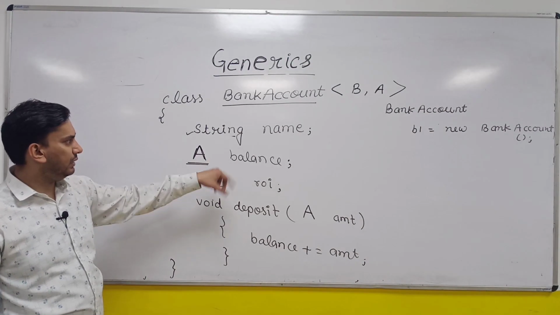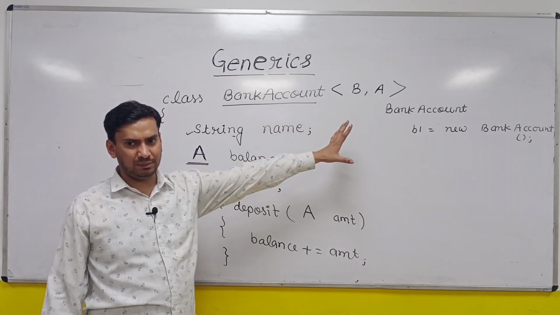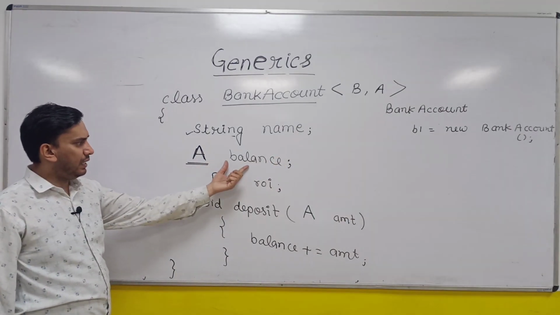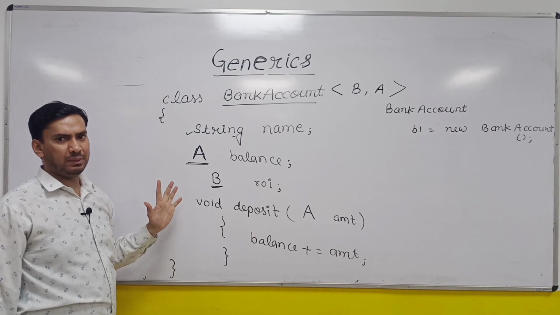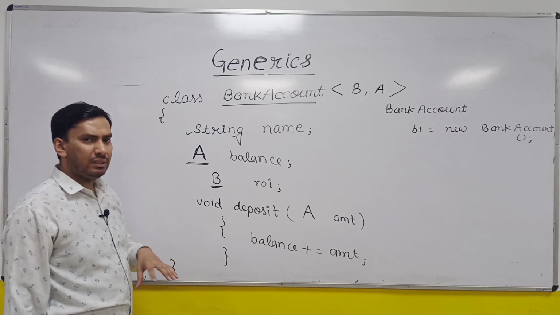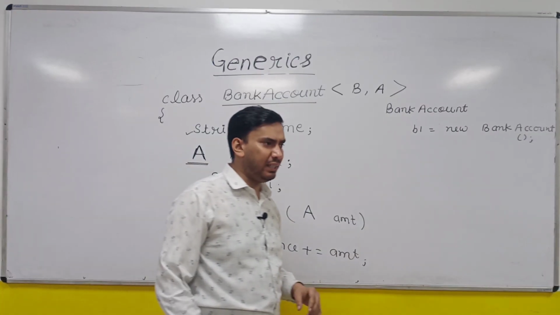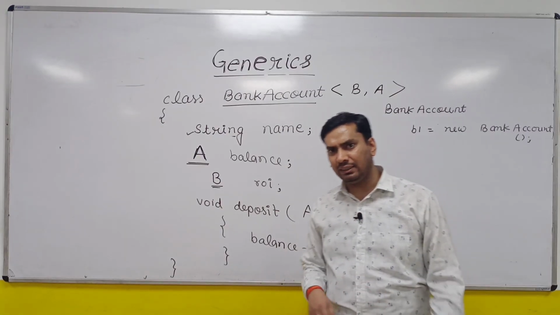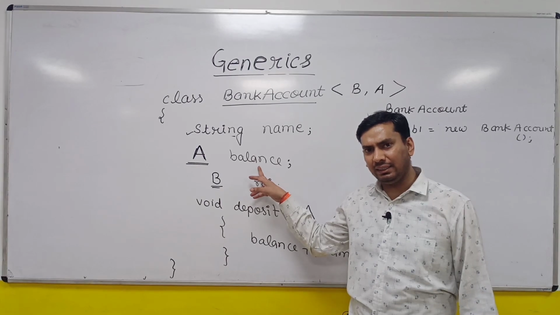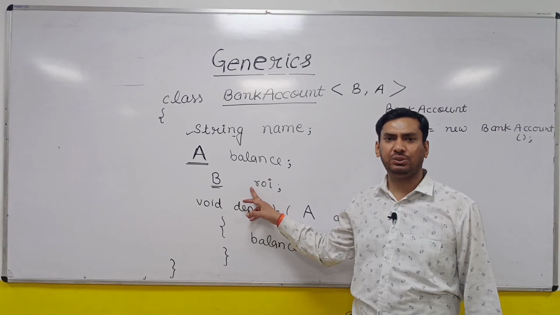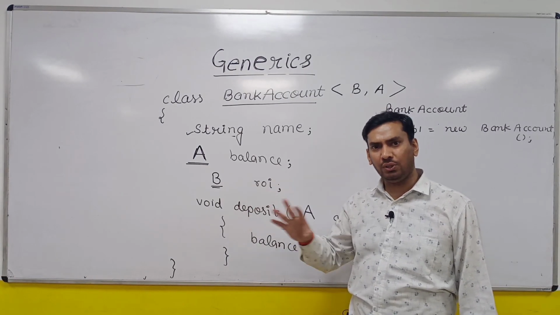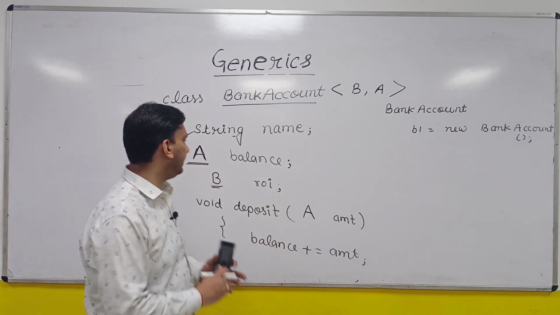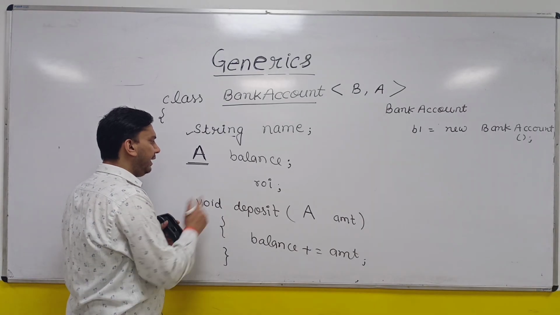Fine. So this is how you will create a generic class. Simple. First of all, identify what are the attributes you want to make variable. Now there can be another scenario where you can say, sir, what I want to ensure here is whatever type of balance it is, the same type of rate of interest should be there. Do you want to have this kind of restriction? If you want to have this kind of restriction, so you will say A here also.